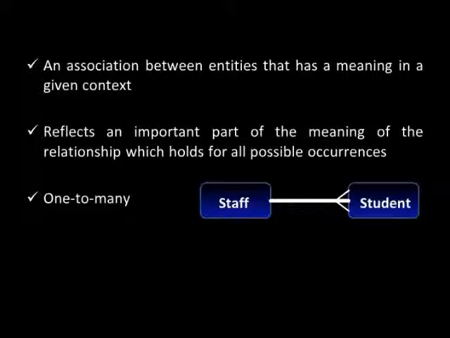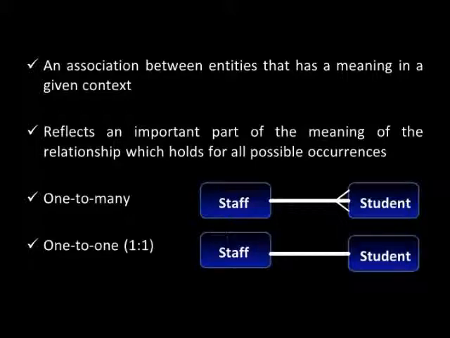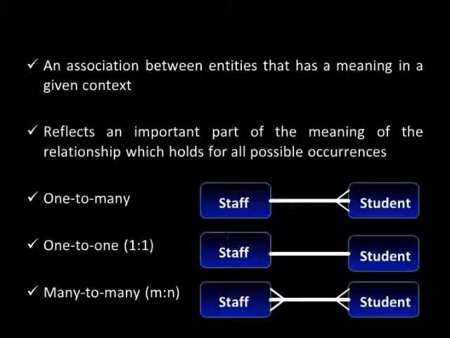The degree of relationship is not always one-to-many. Two other degrees exist. One-to-one, in which precisely one occurrence of an entity type may be related to precisely one occurrence of another entity type. Many-to-many, in which many occurrences of one entity type may be related to many occurrences of another entity type, and vice versa.